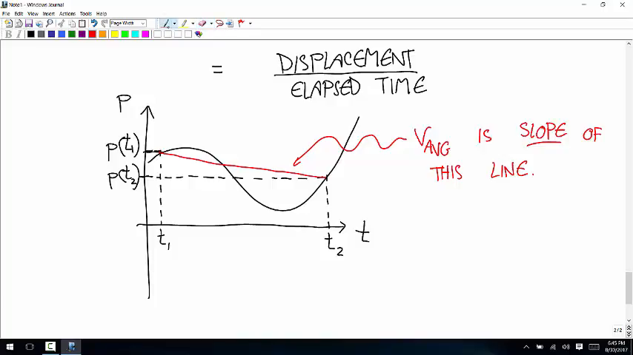So if that line is horizontal, what's the slope of a horizontal line? 0. And what that would mean, if you have a horizontal line between those 2 points, is that the position at those 2 instants is the same. So it hasn't gone anywhere between those 2 instants. It could have gone somewhere in between, but it's at the same spot at both of those 2 instants. And so its displacement is 0 and its average velocity is 0.